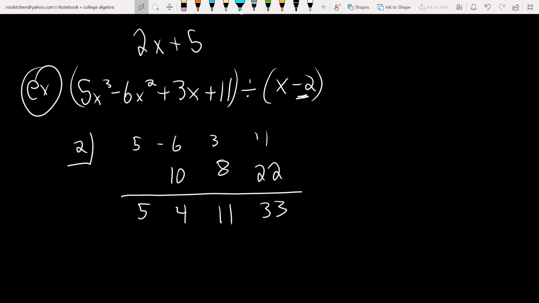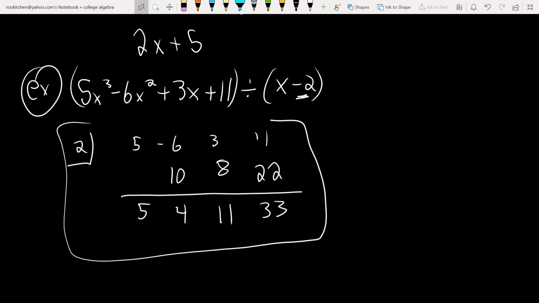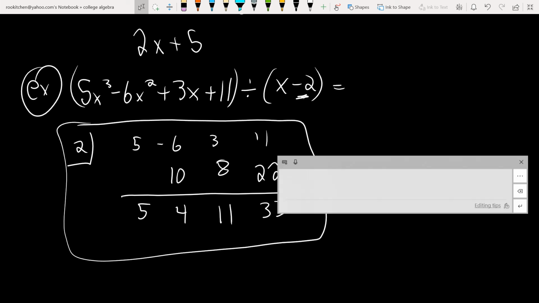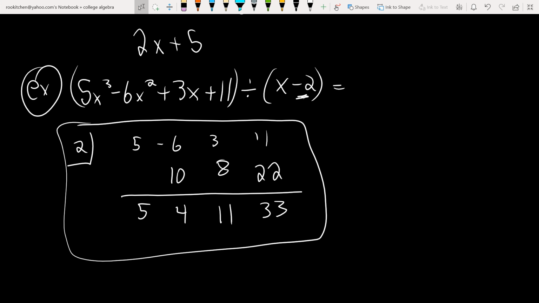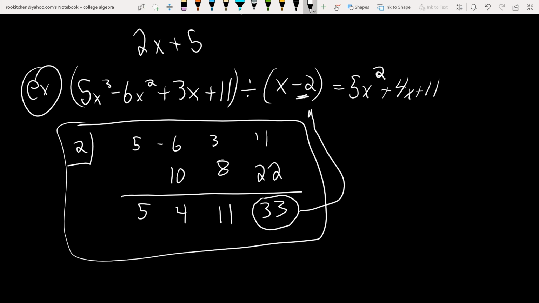Okay, so your answer, let's box this off. Your answer will be 1 degree less than the original polynomial. So if this is 5x cubed, this polynomial will be degree 2. So 5x squared plus 4x plus 11, and then we have this remainder. What you do is take this number and put it over x minus 2. So then plus 33 all over x minus 2.